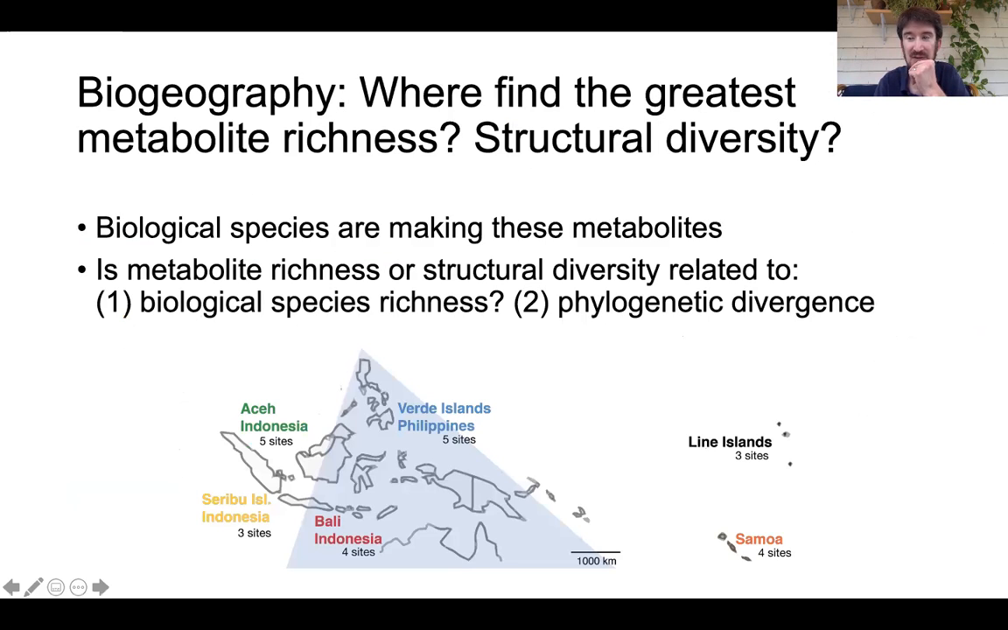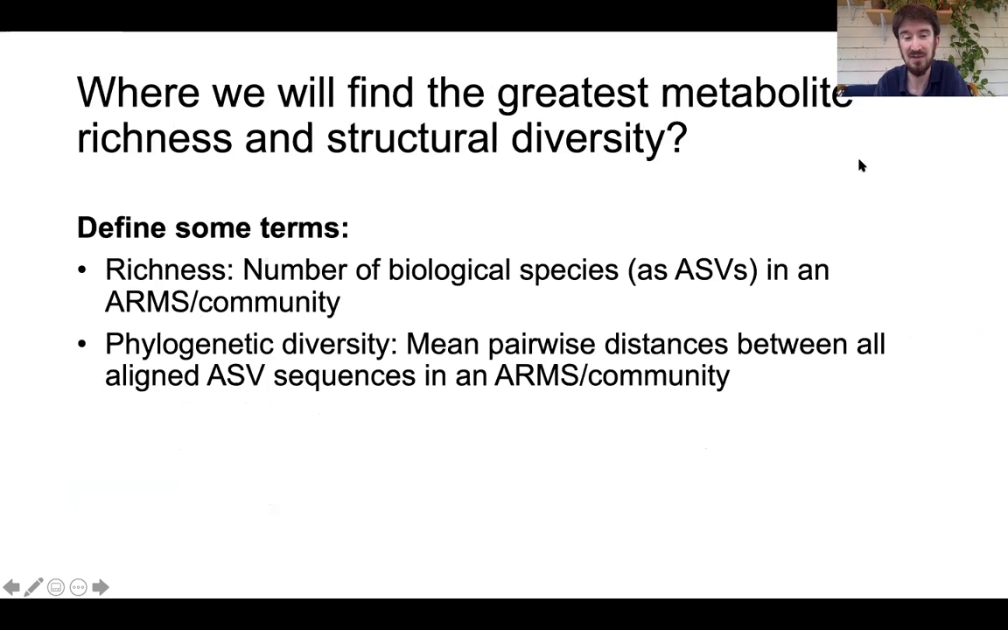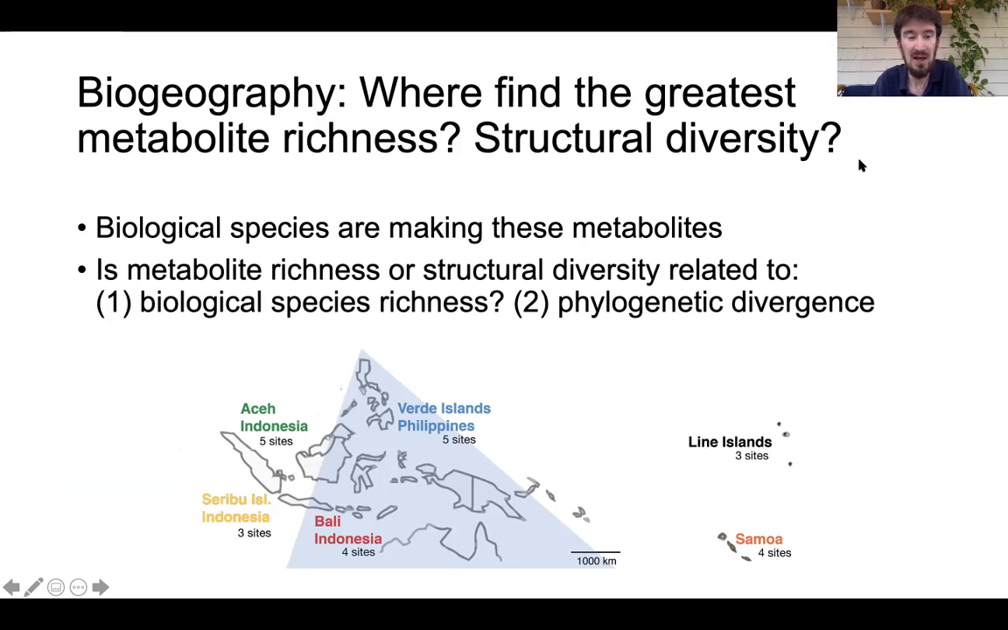So our next question was a broader one, which is to ask, where do we find the greatest richness of metabolites and the greatest structural diversity of metabolites, knowing that both of these things are very important when we're thinking about the diversity of ecologies, the diversity of functions, and also the potential for discovering new medicines. And so there's two key things to remember.